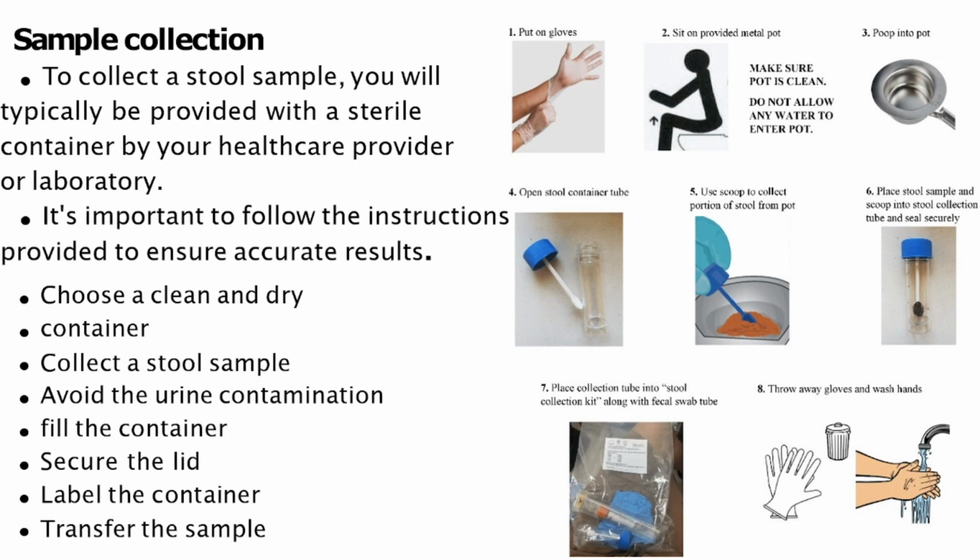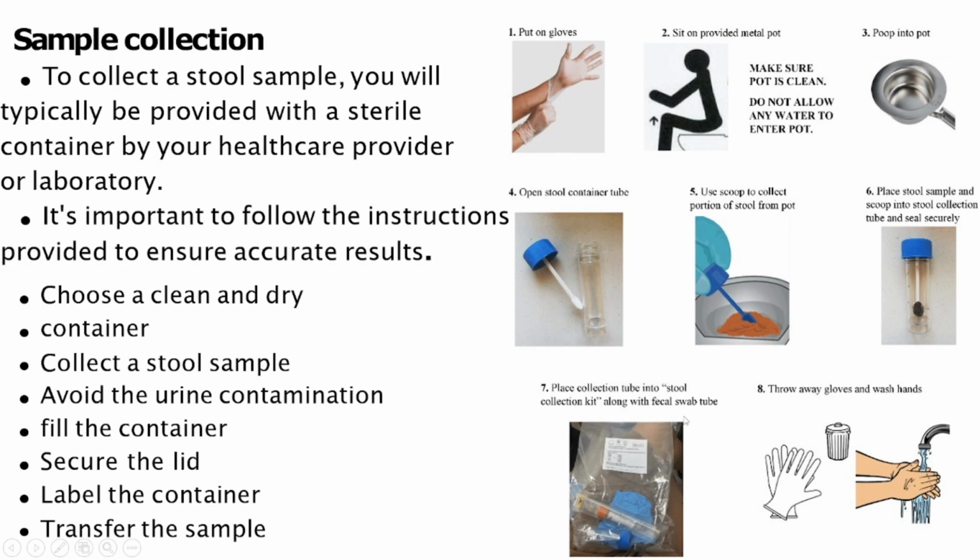As you can see, this is the container tube which is going to be used to collect the stool sample. Number 5 is to use the scoop to collect a portion of stool from the pot. As you can see in this figure, there is a small scoop which is used for the collection of the stool sample. At number 6, place the stool sample and scoop into the stool collection tube and seal securely. Then place the collection tube into the stool sample kit along with the fecal swab tube.